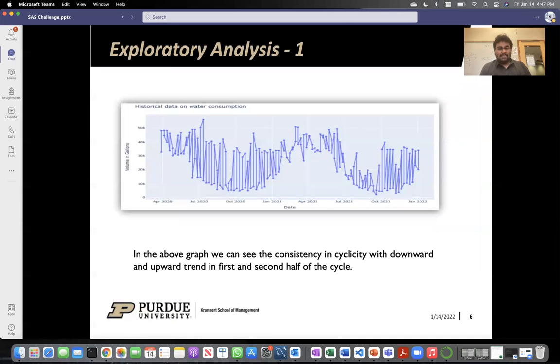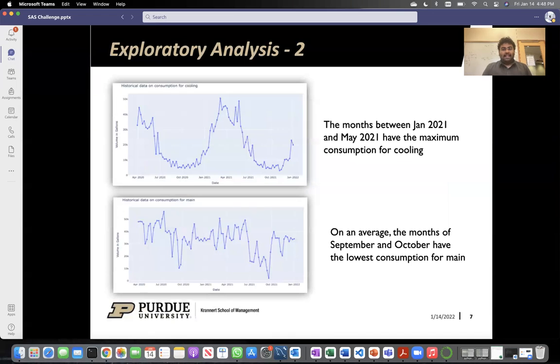For the exploratory analysis, we began with the graph and saw how the consumption looked over the past 1.5 years. As you can see in the data, there is a cyclical pattern, and you can see how the water consumption has varied each week over time. If you look at the different purposes that the water has been used for, you can see that for the cooling, the demand was higher during the summer seasons, whereas for the main, it has varied according to the seasons.